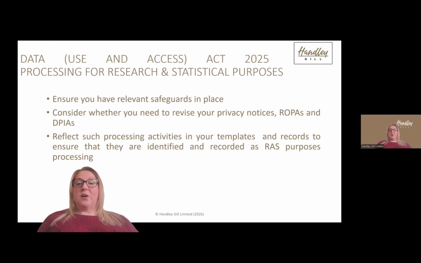Make sure you're identifying and recording any RAS purposes processing that you're doing in your templates and records. So make sure you've got a specific column to say this is processing for RAS purposes, for example, might be a way to do it, or color coding, whatever you use internally, to make sure that you're identifying that, because there are a range of measures that will apply differently to processing for RAS purposes or won't apply at all. And it's important then that you're able to take advantage of those and identify them easily.